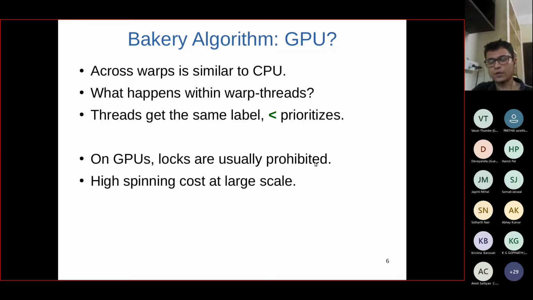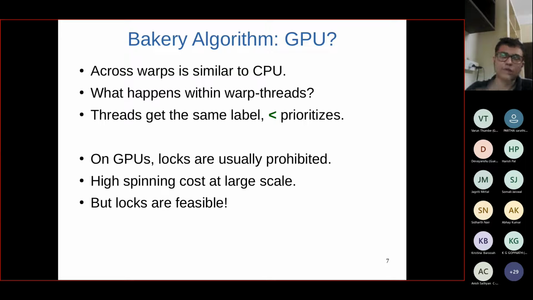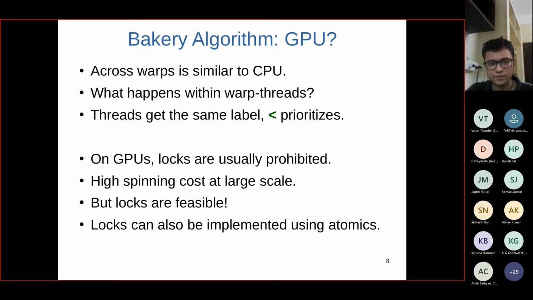So typically locks are prohibited on GPUs, but there are different ways in which we can deal with this locking problem on GPUs, which we'll study. Locks are prohibited, but they are feasible, so if you want to use them, you can. But this bakery algorithm we need to modify a bit because it will lead to deadlock for warp threads. Locks are feasible, and they are implemented using something called atomics on the GPU. Let us see what an atomic is now.